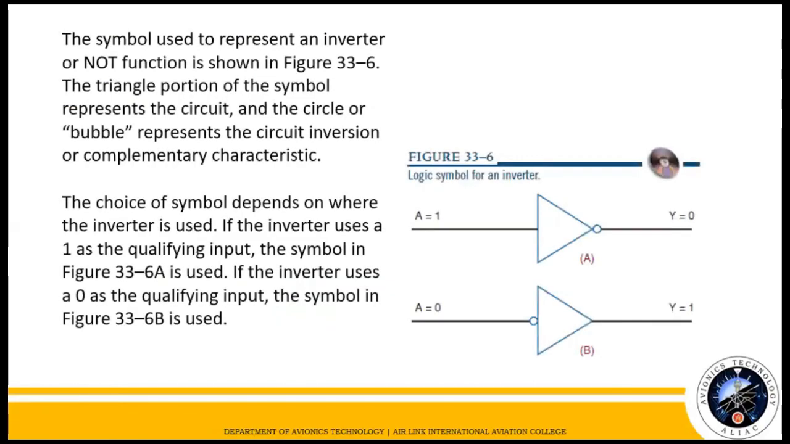So, the symbol used to represent an inverter or NOT function is shown dito sa may figure. Ayan. Simply, ganito itsura ng inverter. So, the triangle portion of the symbol represents the circuit, and the circle or the bubble represents inversion or the complementary characteristic.